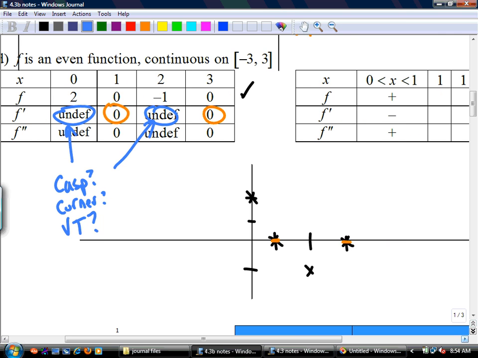Between 0 and 1, this is how we can read this. Between 0 and 1, we have positive y values. Duh. Look at the graph. Between 0 and 1, f prime is negative. That means it's decreasing. Between 0 and 1, f double prime is positive. Concave up. So I would like you to join the points x equals 0 and x equals 1 with a little bit of a curve that falls and is concave up, please.